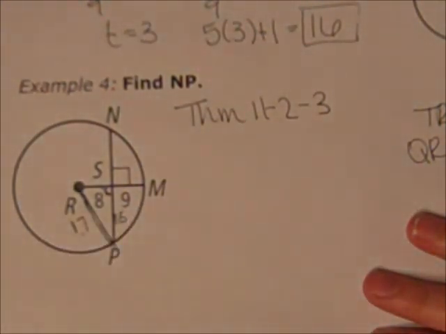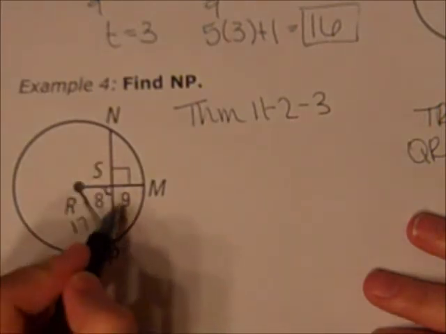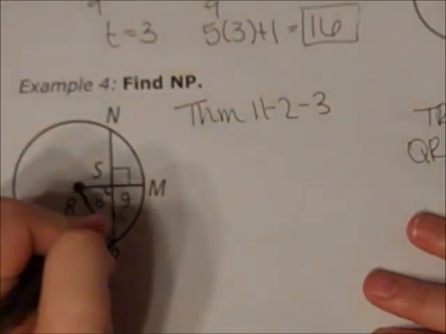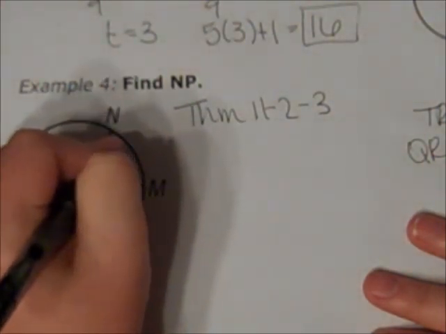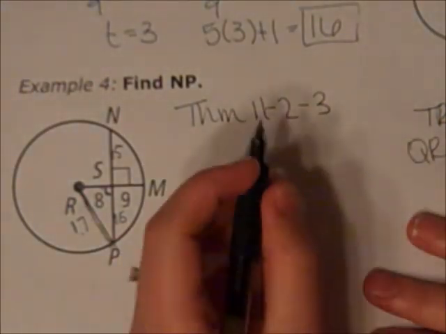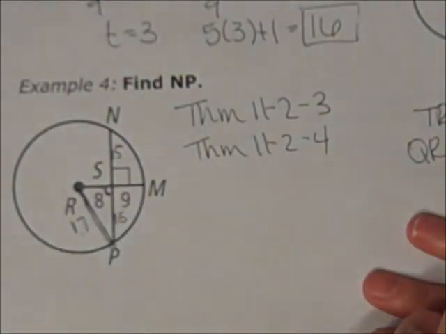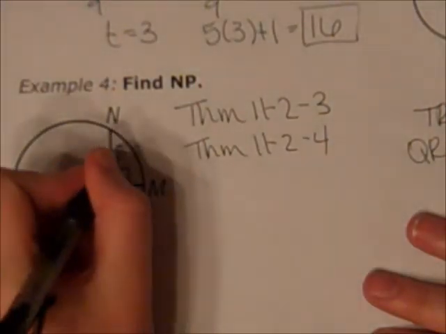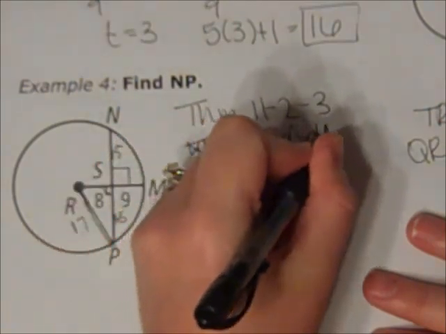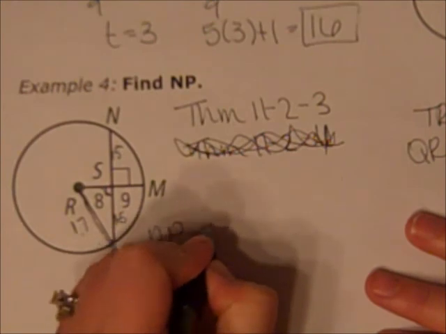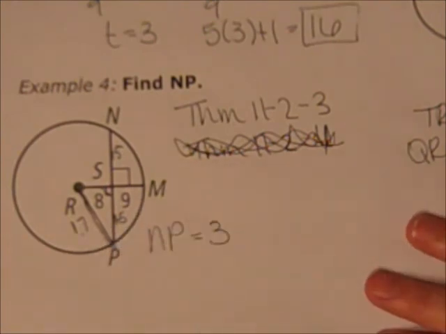8, 15, 17. But you have to be careful because they didn't ask for this side. They asked for N all the way to P, for the chord. So if this is 15, then this is 15. That's where theorem 11.2.4 comes in handy, that these are going to be congruent. So if this is 15 and this, no, that's silly. 11.2.3 is the one where we're going to call them congruent. So if this is 15 and this is 15, then NP has to be equal to 30. Okay, try the other one.